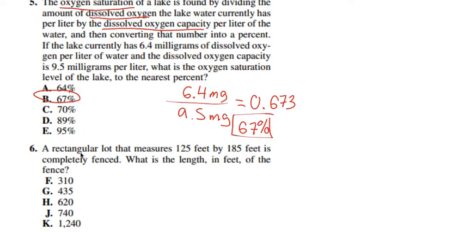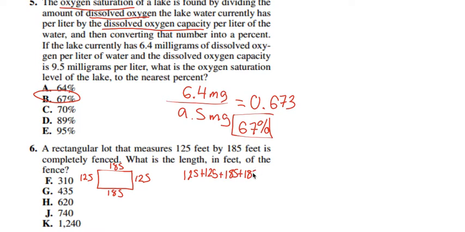For number 6, it says a rectangular lot that measures 125 feet by 185 feet is completely fenced. What is the length in feet of the fence? What we have to do here is add each side of the rectangle. If we have 125, we know that the opposite end is going to be 125 as well, since it is a rectangle. If we have 185 on the bottom, we'll also have 185 on top. And all we have to do is add all of these numbers together.